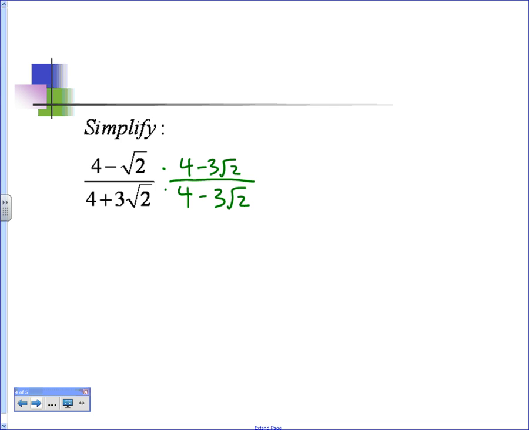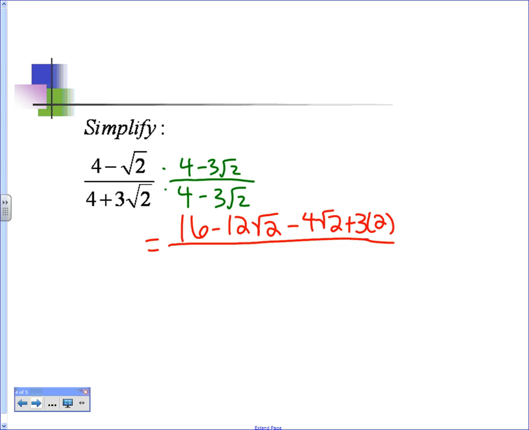Do you agree? Any questions on that part? Okay, what would you get for your numerator? Do y'all agree with that? Okay, what would you get in your denominator? Do you agree so far?